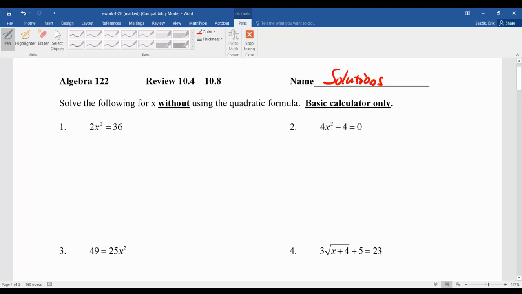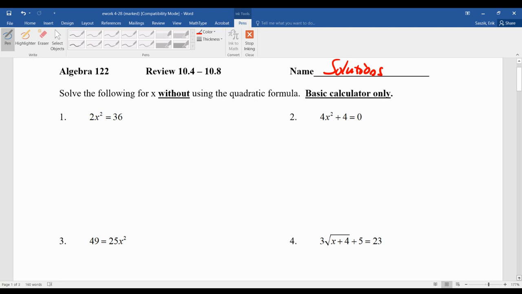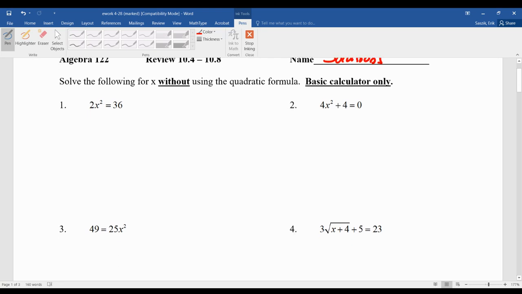And here, you're asked to solve the following without using the quadratic formula. Remember, quadratic formula, you could use that to solve all quadratics. It's just that it's very long-winded and takes a lot of time, and I want you to be able to recognize when you don't have to use quadratic formula. And look at this first problem here. We started talking about this stuff last week on Thursday.